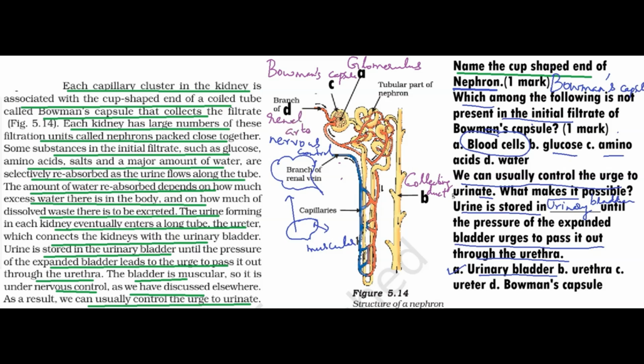That is the one where it's supplying the blood to the glomerulus to filter. The filtrate will come into which part of this? Filtrate will come into Bowman's capsule. So such questions can be asked from these paragraphs.